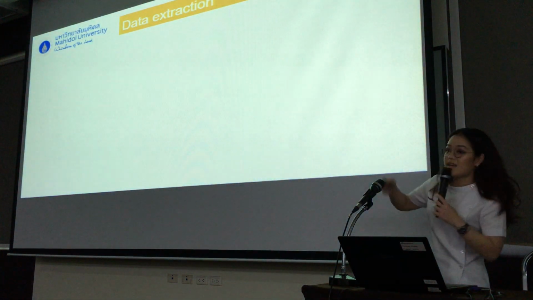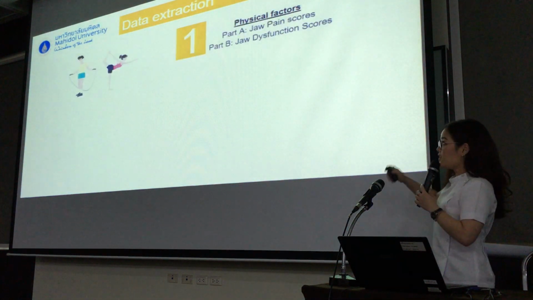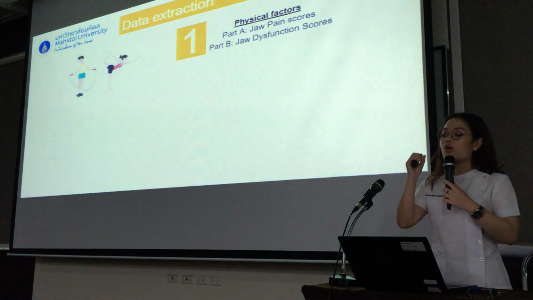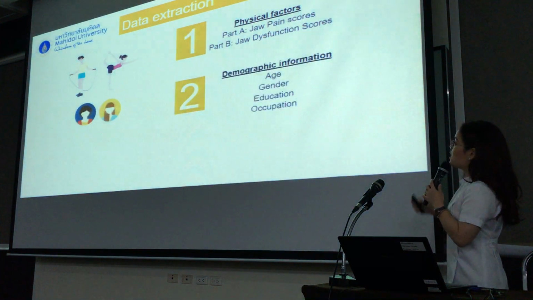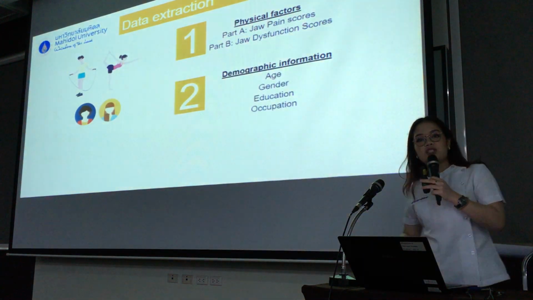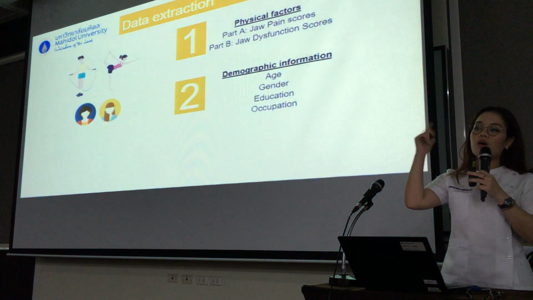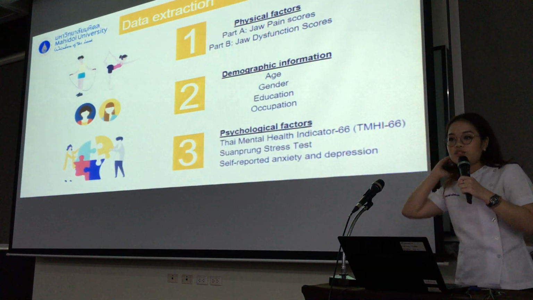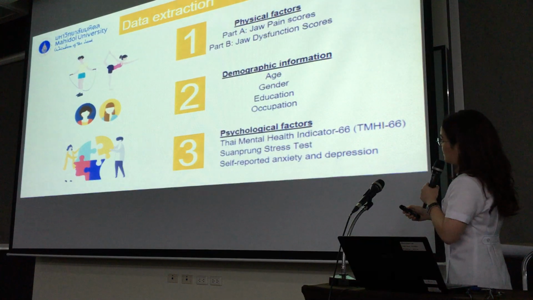Then we extracted three parts of the data. First of all, the physical factors, which were jaw pain score and jaw dysfunction scores. Two, demographic information such as age, gender, occupation, and education. And lastly, the psychological factors, which I will explain a little bit more.